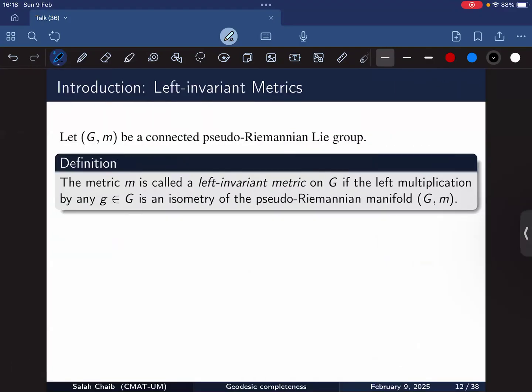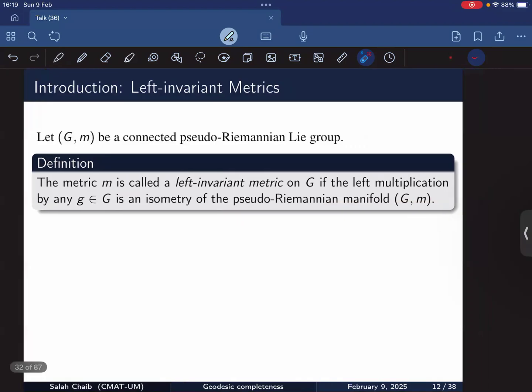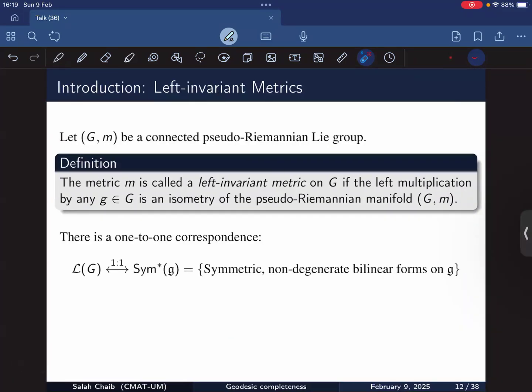Now we get into the left-invariant metrics. We take a connected Lie group with a pseudo-Riemannian metric. Then this metric is said to be left-invariant if the left multiplication is an isometry of this pseudo-Riemannian manifold. And there is a one-to-one correspondence between left-invariant metrics on G and symmetric non-degenerate bilinear forms on its associated Lie algebra.